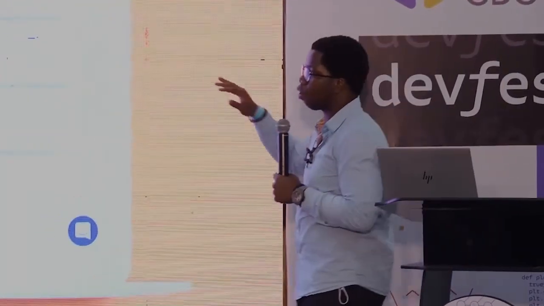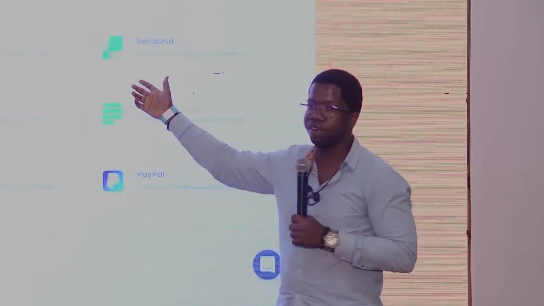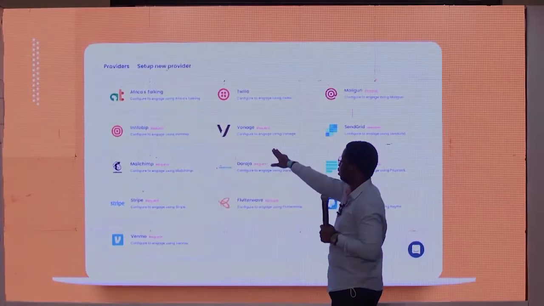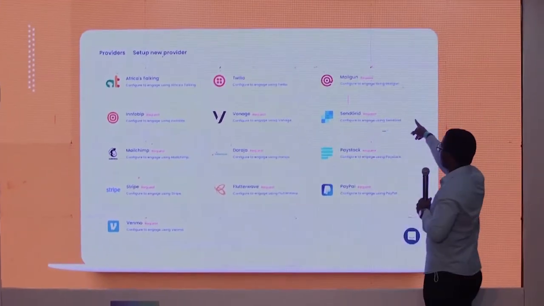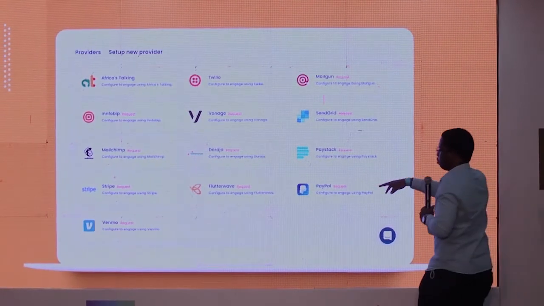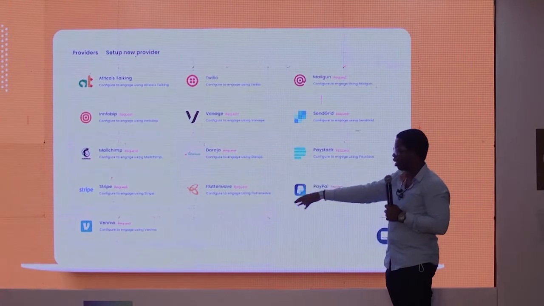So this is the current view from Elarian. If you go to Elarian and you open an account and you go to the provider section, this is what you see. As you've seen, Africa Stalking is already available, Twilio is available, Mailgun is something we're looking to implement, and a couple of the others. You can see some interesting implementations. We have Paystack, Flutterwave, Venmo.